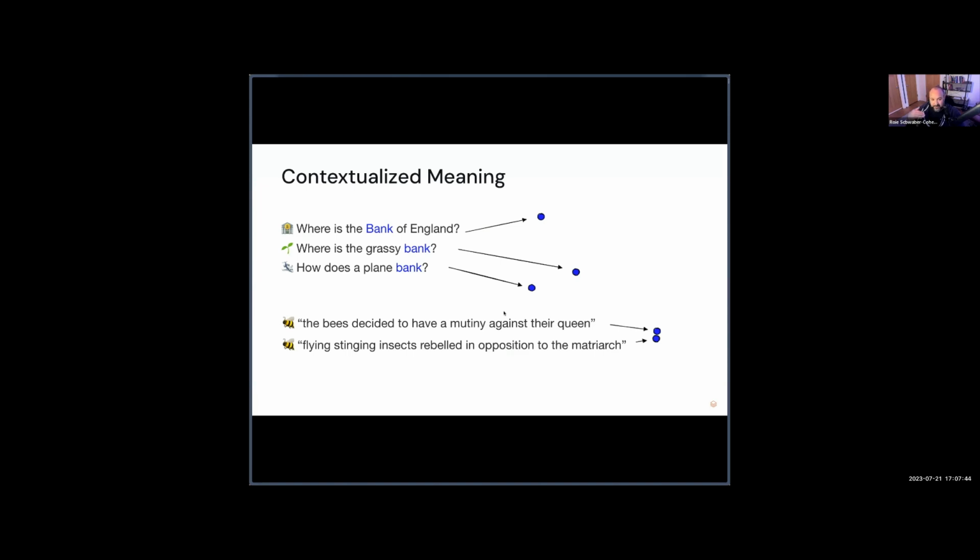And then conversely, if we have two sentences that are using completely different words, but actually have similar meanings, they would be embedded in the vector space as being close together. So here we have, the bees decided to have a mutiny against their queen, and flying, stinging insects rebelled in opposition to their matriarch. Again, both of these sentences mean the same thing, so they'd be embedded close together, even though they're using completely different words.